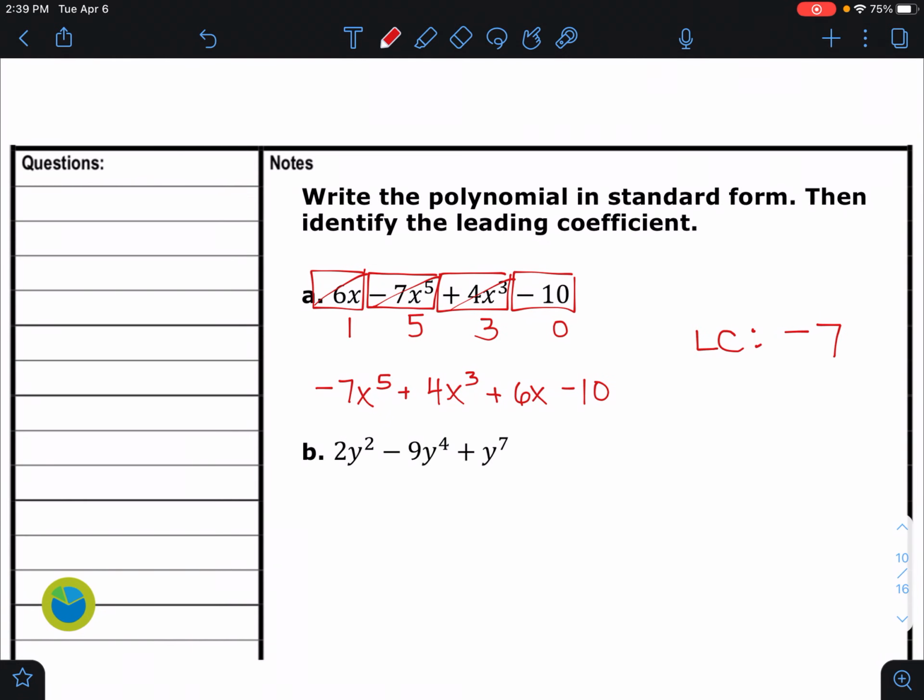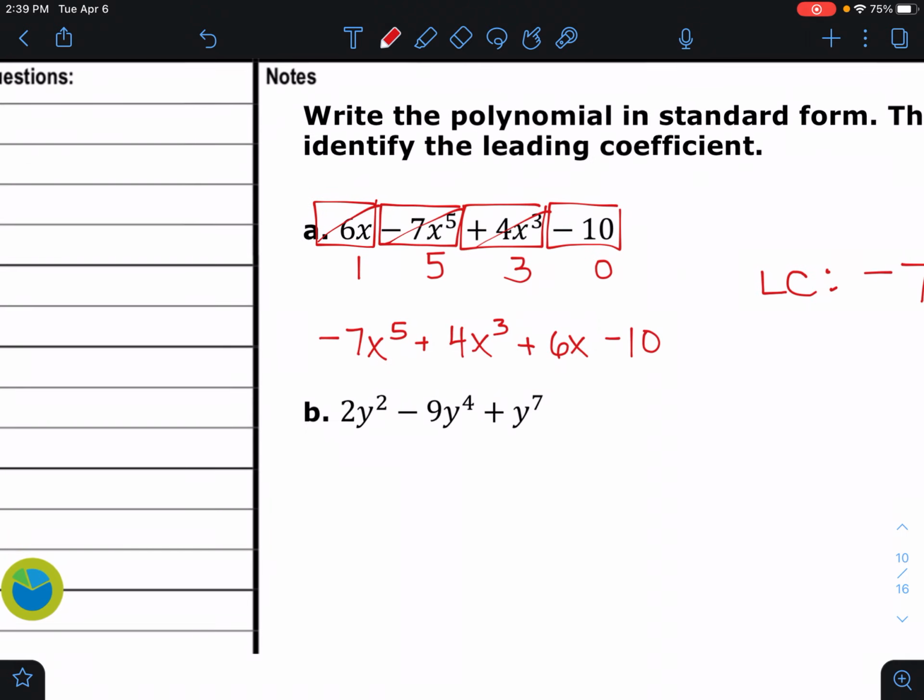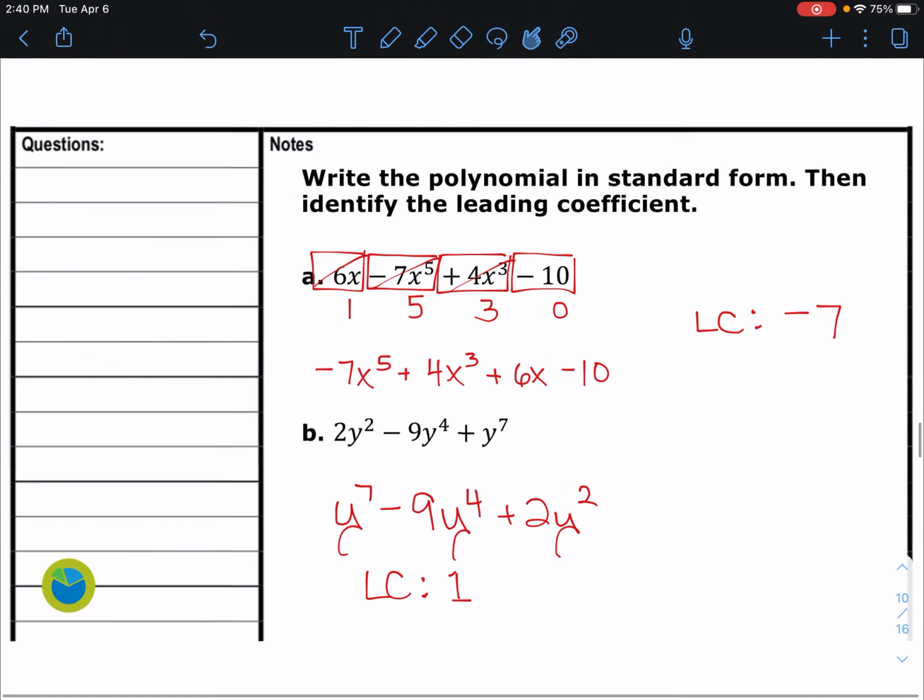Let's put it into standard form. What would it be? The biggest degree term would be y to the 7th, then negative 9y to the 4th, then 2y squared. What's my leading coefficient? The number in front. It doesn't look like there is one, right? So that means that's really a hidden 1. Don't forget that. So my leading coefficient is 1. Okay? And that's how you do that.